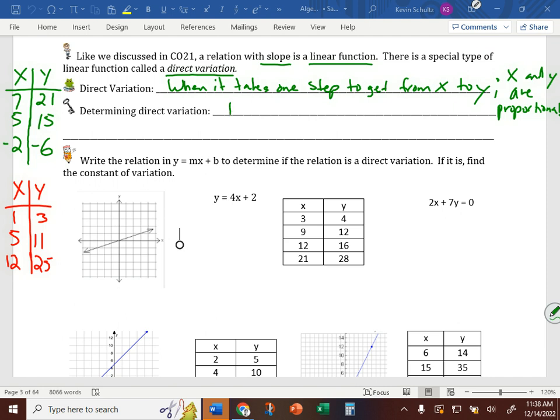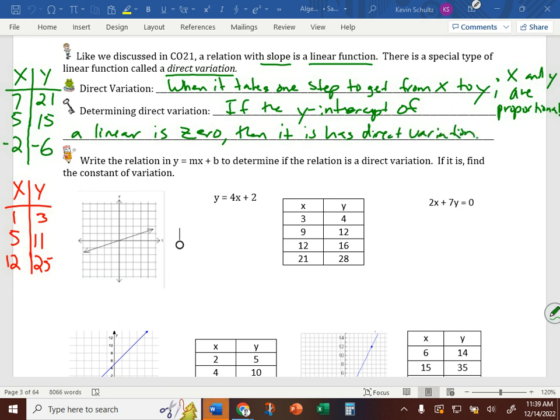Determining direct variation. If the y-intercept of a linear function is 0, then it has, or it is, direct variation. Okay? If the y-intercept of a linear, I forgot the word function.